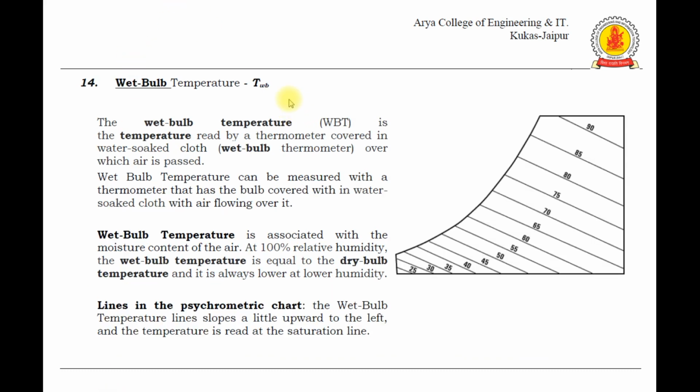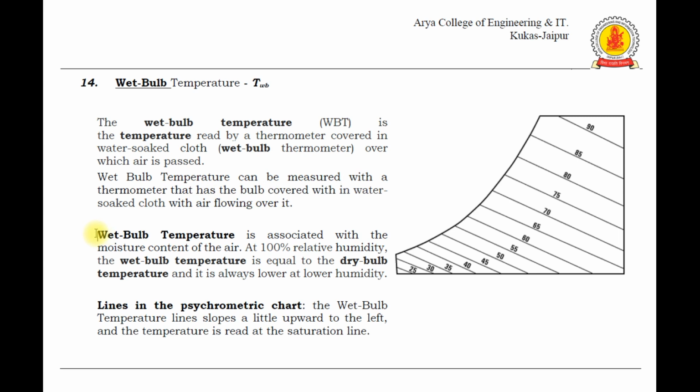Next term is wet bulb temperature. We will represent it by TW or TWB. Wet bulb temperature is the temperature read by a thermometer covered with wet cloth over which air is being passed. Wet bulb temperature can be measured with a thermometer that has a bulb that is covered with water soaked cloth, with air passing over it.